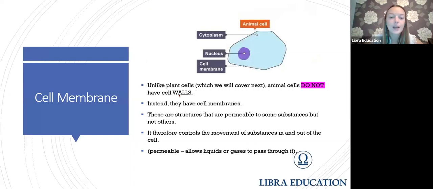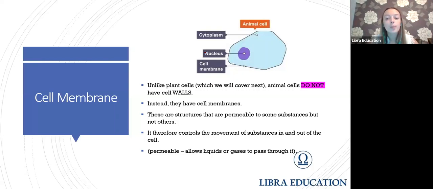So next up is the cell membrane. Unlike plant cells, which we will cover next, animal cells do not have cell walls. Instead, they only have cell membranes. This is really easy to spot because it's just going to be on the outside of the cell. Animal cells do not have a cell wall. They do not have anything else surrounding them. So the cell membrane is simply the thing on the outside, making it very easy for you to label. Key bit here to remember that animal cells do not have cell walls.